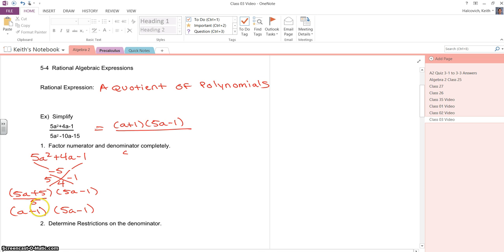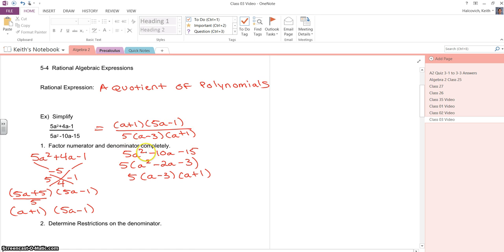The denominator, you have 5a squared minus 10a minus 15. Factor out the GCF first, so you get a squared minus 2a minus 3. The factors of negative 3 that add to negative 2 are negative 3 and positive 1. So there are the factors of the denominator.